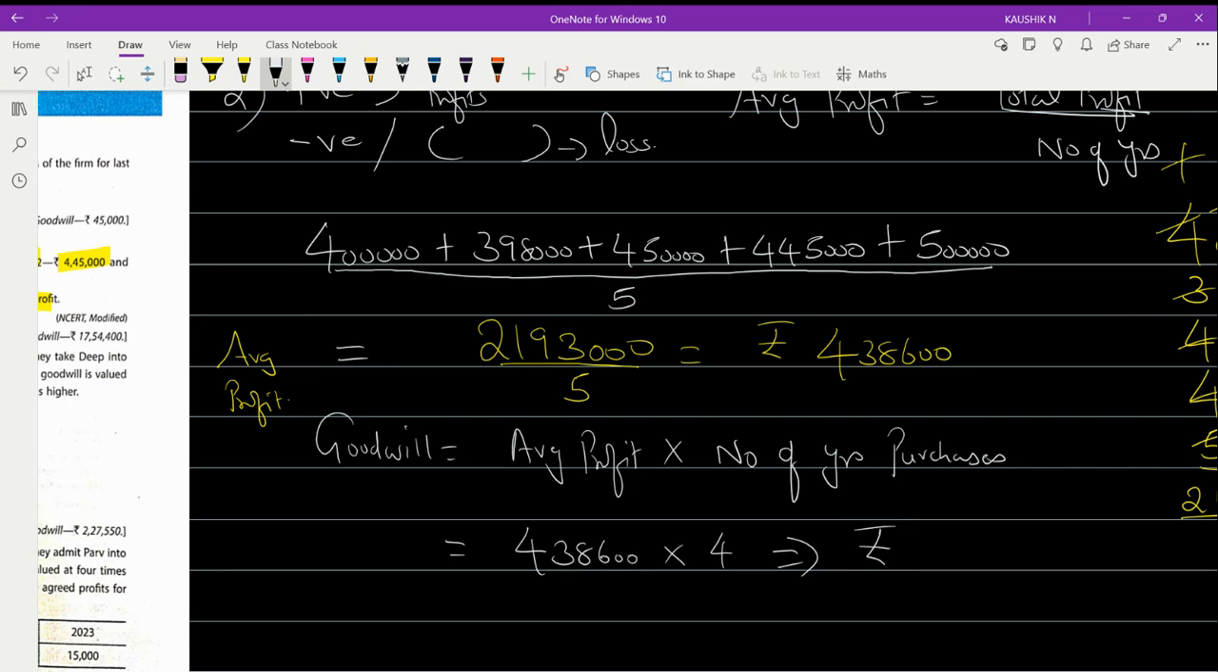1 minute. I'm getting 17 lakh 54,400. Yes, correct. Okay, 17 lakhs 54,400. This is the answer which you will be getting. Is it clear? This is the first method.